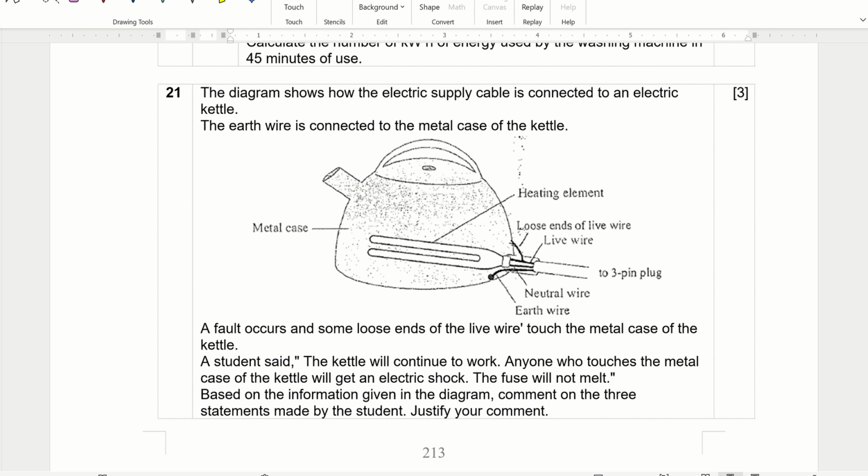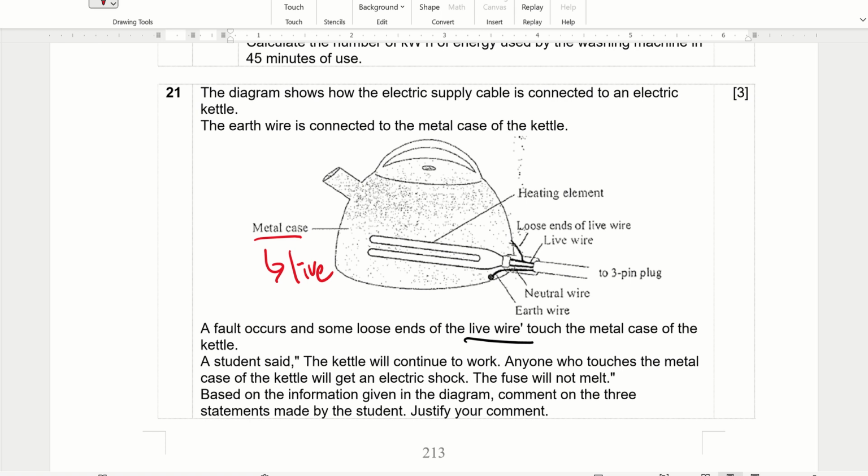Okay, a fault occurs and some loose end of the live wire touch the metal case of the kettle. That means the metal case is now becoming live, right? Which is dangerous. Now the students say the kettle will continue to work. Anyone who touches the metal case of the kettle will get an electric shock. That's the second statement. And third one is the fuse will not melt. So I say again, the kettle will continue to work. Is this true or false?